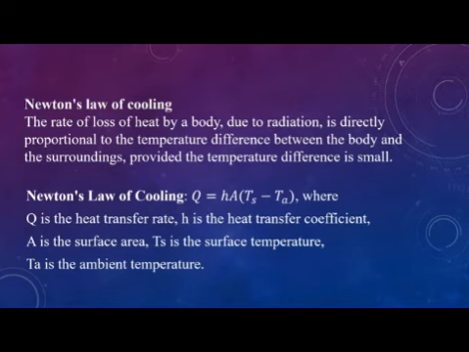So Newton's law of cooling is expressed in the equation Q = hA(Ts - Ta). The Ts stands for the surface temperature, and the Ta is the ambient temperature. The h is the heat transfer coefficient, and the heat transfer rate can also be calculated as Q over t, which is the amount of heat transferred per unit time or per second.